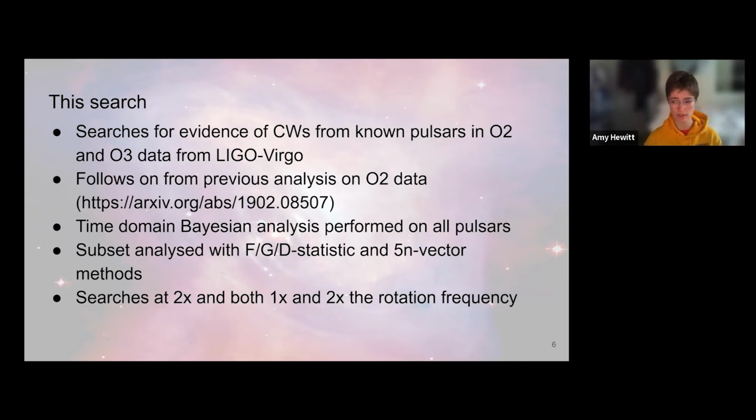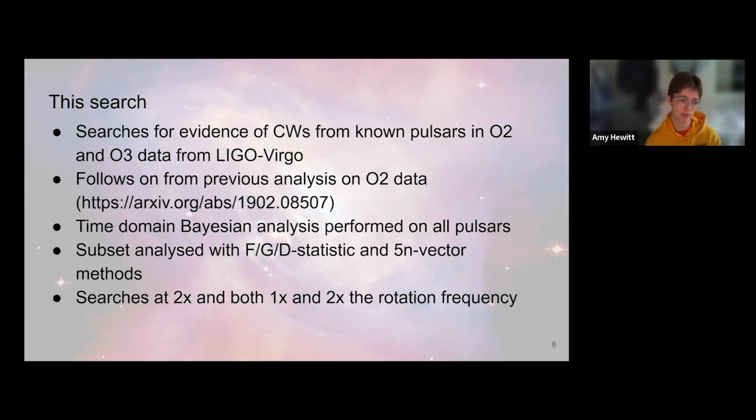This analysis was looking at O2 and O3 from LIGO and Virgo, and there's a link to the previous analysis there if you're interested. So we did time domain Bayesian analysis on all of the pulsars, and then a subset, which was those which we deemed interesting pulsars. They were then analyzed with F-statistic and G-statistic methods and the 5n-vector method.